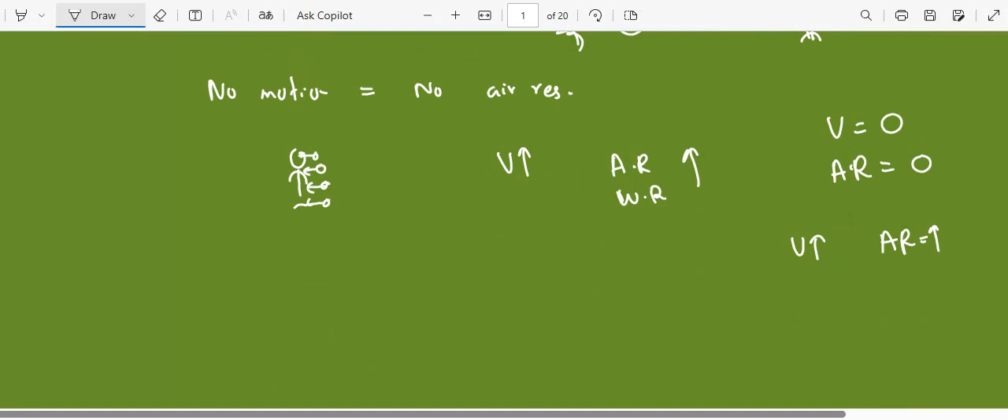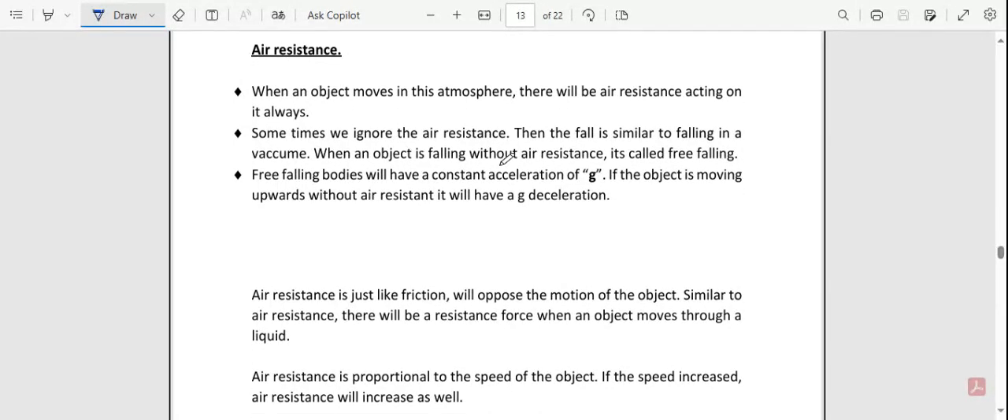Right. So if you go to the note, it says when an object moves in the atmosphere, there will be an air resistance acting on it always. Sometimes we ignore the air resistance, then the fall is similar to falling in a vacuum. When an object is falling without air resistance, it's called free falling. Free falling bodies will have a constant acceleration of g. If the object is moving upward without air resistance, it will have g deceleration, right?